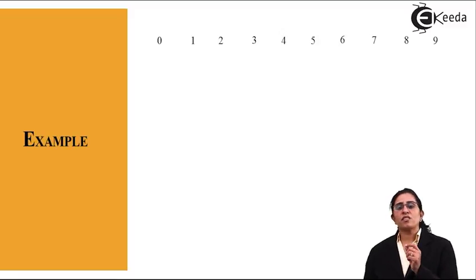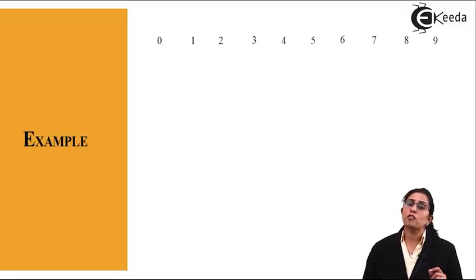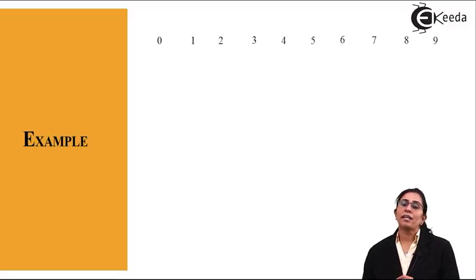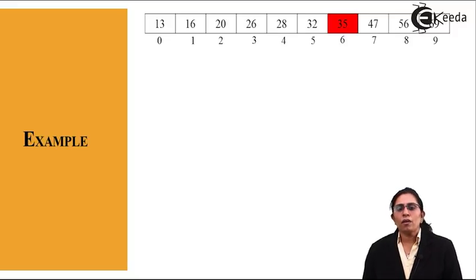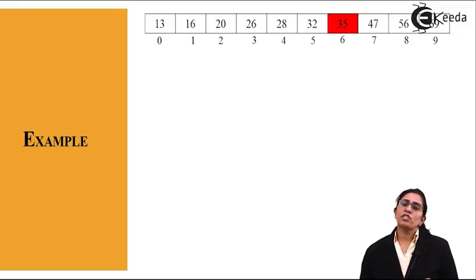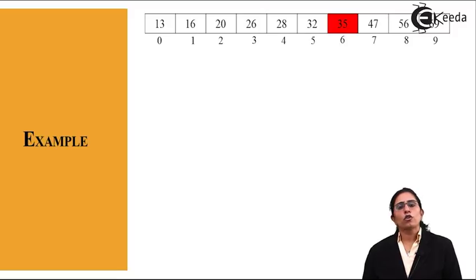As it specifies very clearly, 0, 1, 2, 3, 4, 5, 6, 7, 8, 9 are my index locations, and 0 stands for low and 9 stands for high, and it has 10 elements in my list. These are the elements of my list. The highlighted number 35 is the number which needs to be searched for using the binary search algorithm.